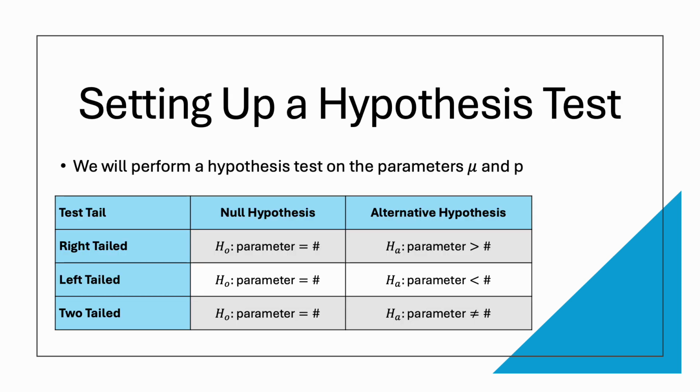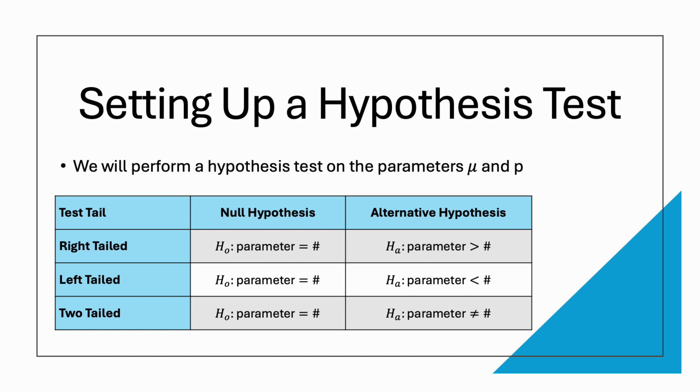So let's look at how we set up this hypothesis test. There are a lot of different hypothesis tests that you can do. We are going to focus on testing the parameters mu and p. There are a few different types of tests that we're going to look at. What I have in this chart here is the type of test, what the null hypothesis looks like, and what the alternative hypothesis looks like.